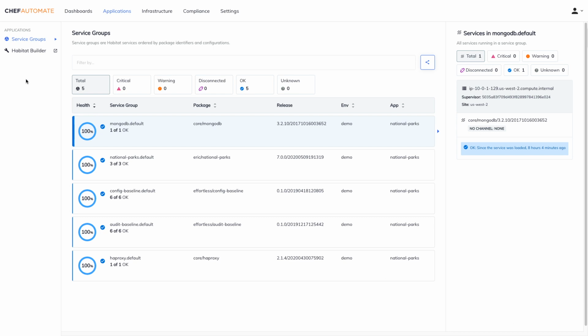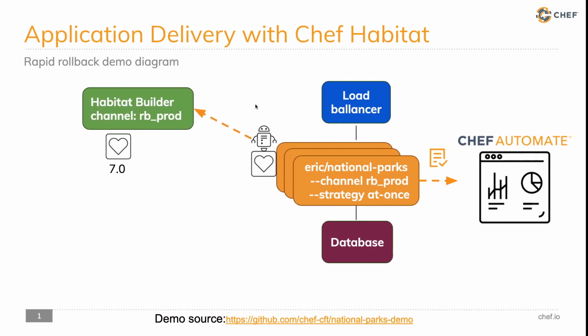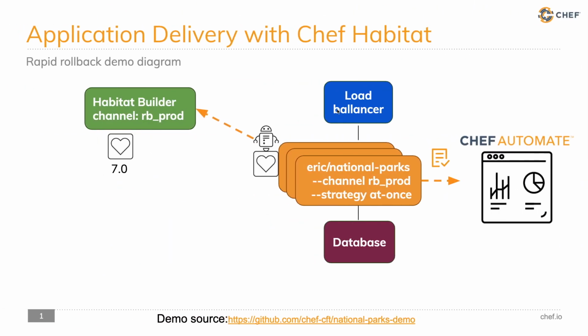This is Chef Automate. This visualizes the status of our applications. We'll be updating the National Parks application, which is currently on version 7. We can also see from this dashboard that our status is okay, which means our application is healthy. It's a standard 3-tier web application with a load balancer, web tier, and database.